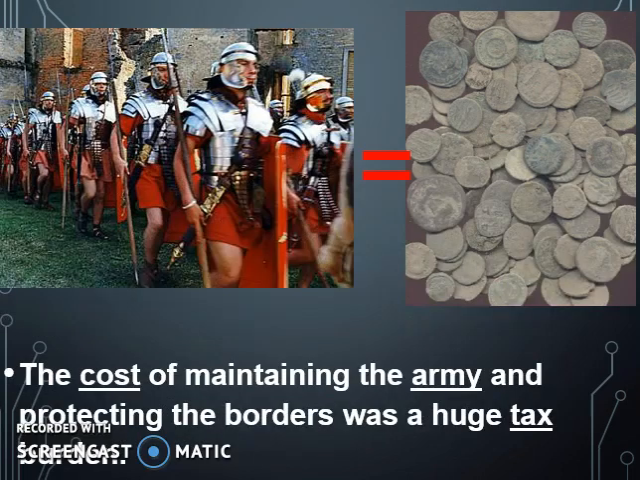The cost of maintaining the army and protecting the borders was a huge tax burden. The empire was so large that they needed so many troops to defend the borders. And we're going to see in just a second that there were a lot of attacks on the empire from barbarian tribes and from Germanic tribes, which Romans consider barbarians. And so the cost of the necessary number of troops was just way too high.